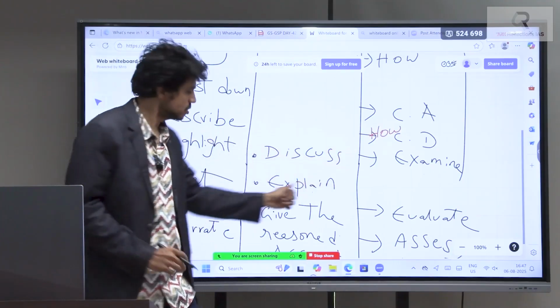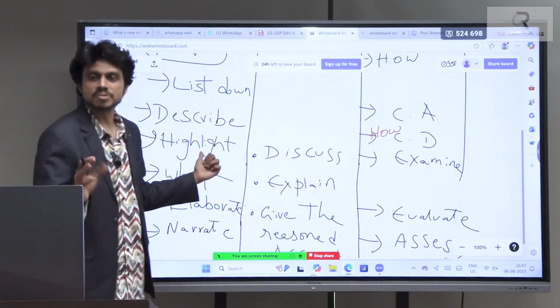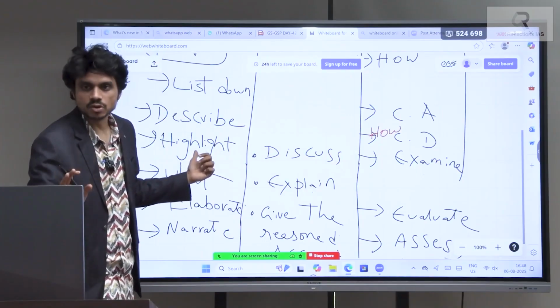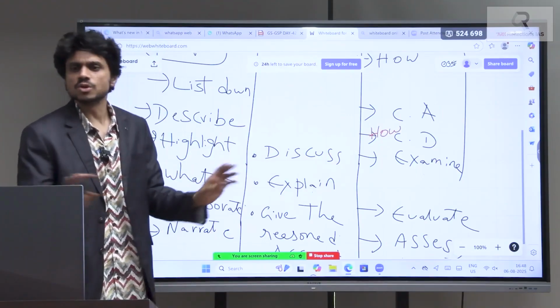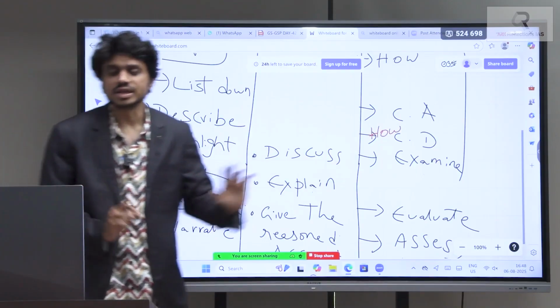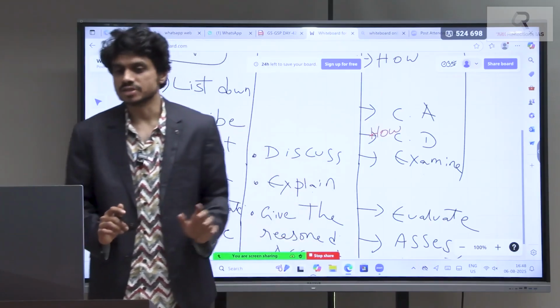If the question is asking you to comment, does India need a uniform civil code? Or elaborate on the uniform civil code. Here it is: what is the concept of the uniform civil code? What are the features of it? That's it. You are not going into whether it is required or not. What kind of challenges are there in this?